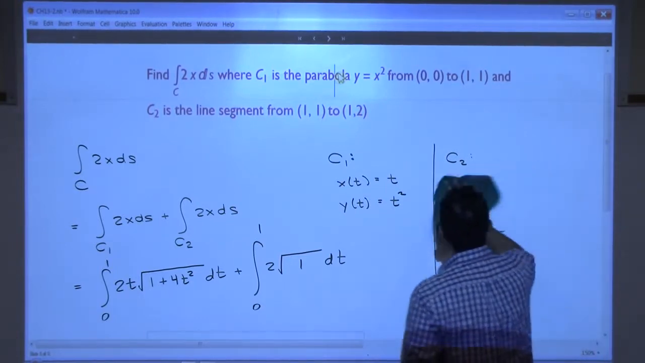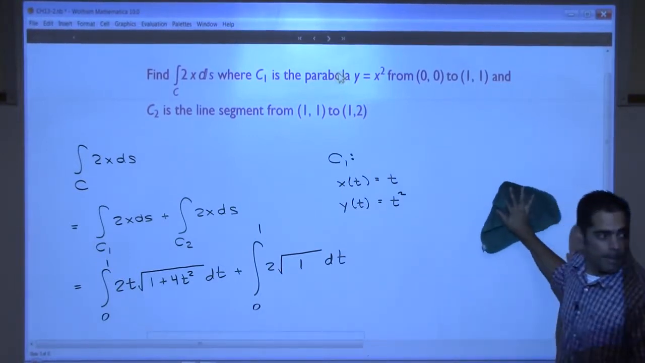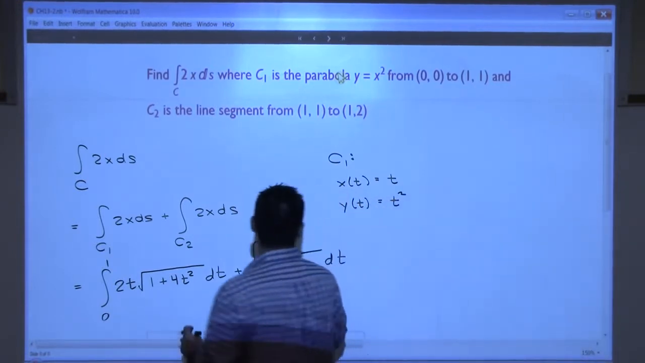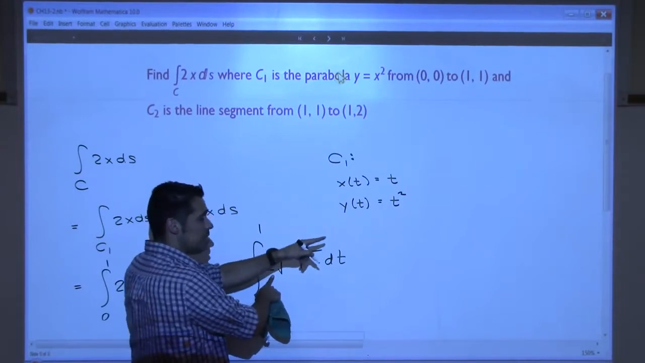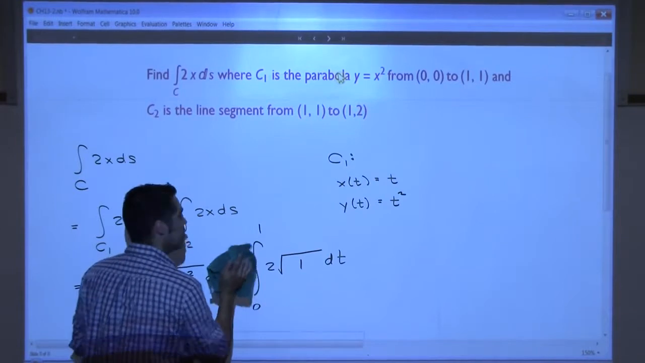What do y'all think? Seem okay? Where? It was 2 times x, but x was 1. In that parametrization, x was 1. So it is 2 times 1 here. Yeah? Okay.